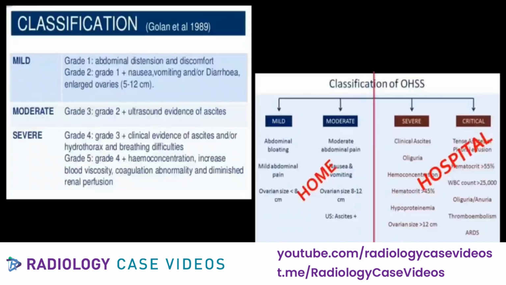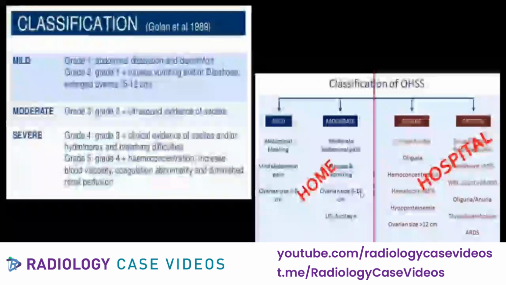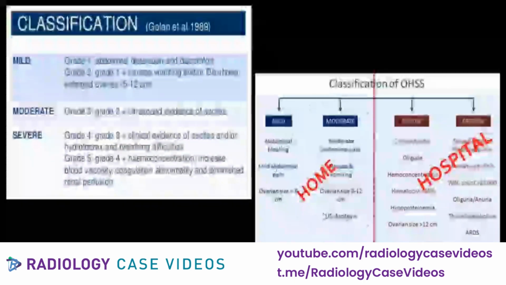So this is the Golan et al. classification of OHSS into mild, moderate, and severe. Now, our case falls radiologically into moderate severity with an ovarian size between 8 to 12 centimeters and presence of ascites. This can be conservatively managed at home.